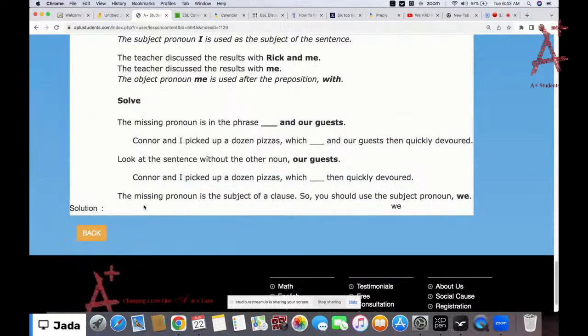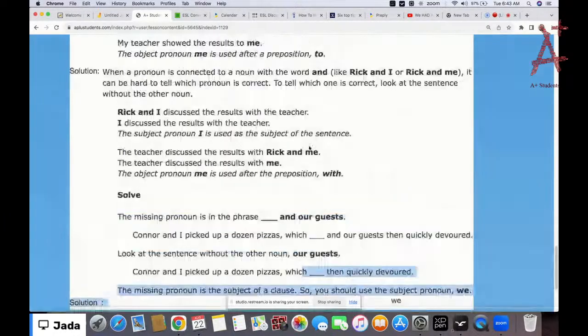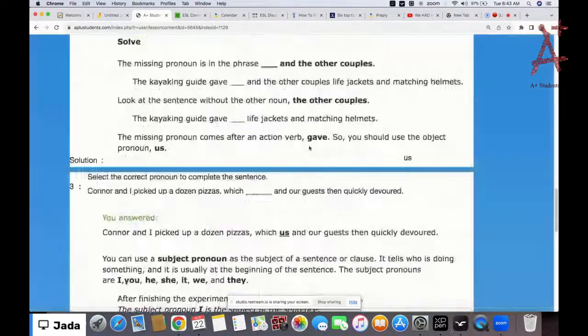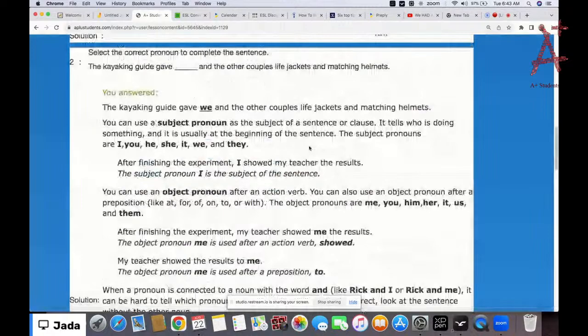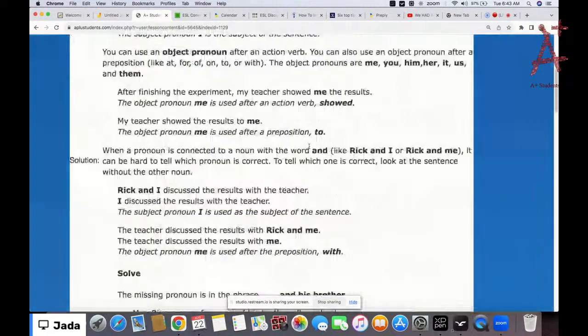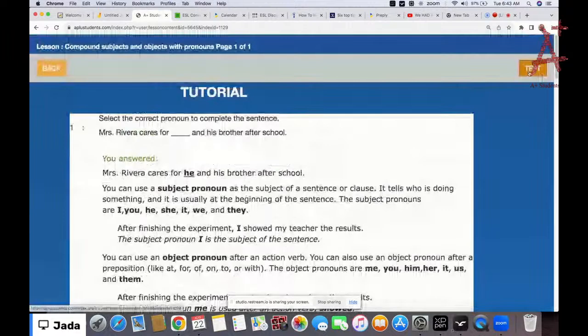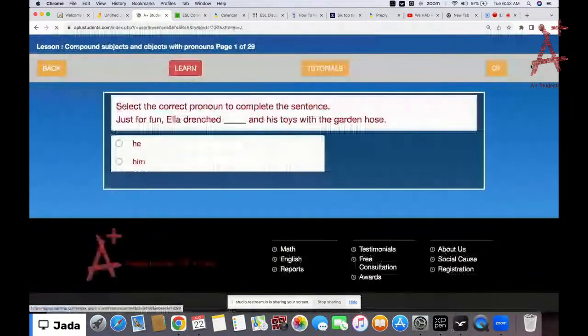All right. Okay, so let's move on to the test. This lesson is a compilation of both the first and the second one that we did already. So if you understand the first and second, then you can understand this one. Right, let's be interactive now. Select the correct pronoun to complete the sentence.